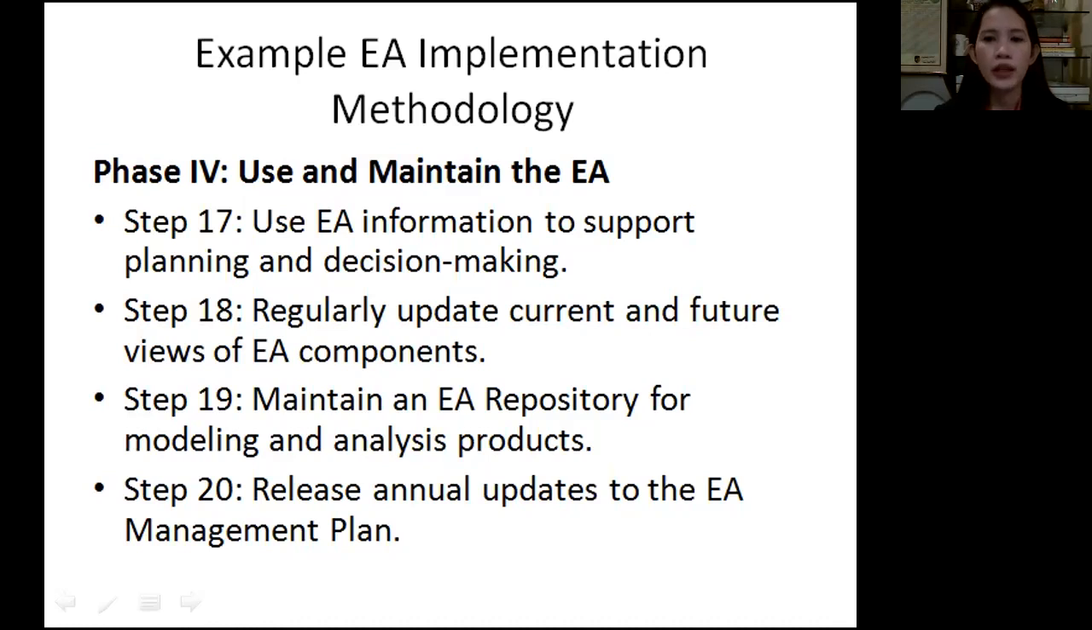Phase 4 is an ongoing set of activities that promotes the use of EA information by all stakeholders and establishes an annual cycle for updates. This is where the value of the EA program is realized as planning and decision making throughout the enterprise are supported. This value is maintained through regular updates of the current and future views of the architecture. Value is also gained in the maintenance of the EA repository and the maintenance of all associated software licenses for modeling and archiving.